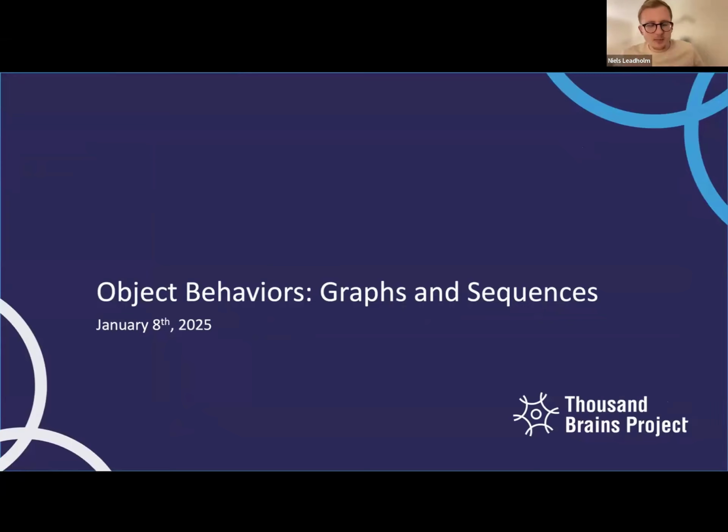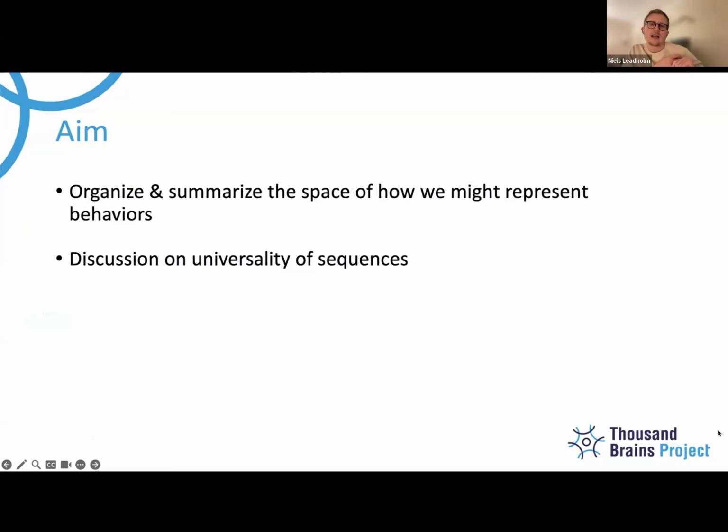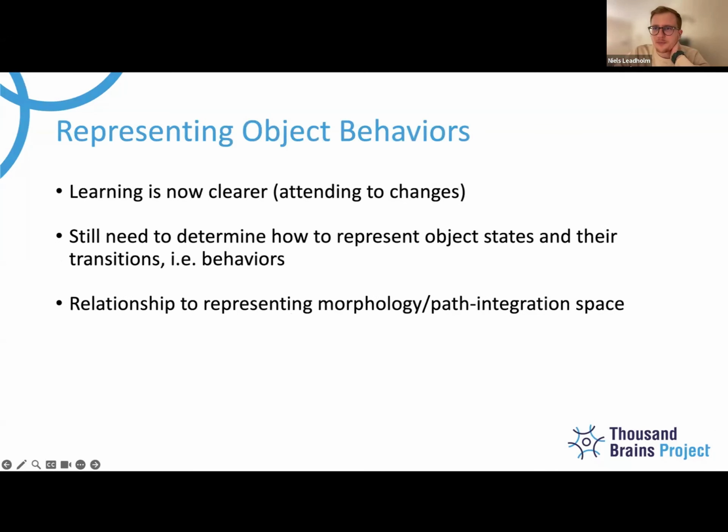So I guess this is just an attempt at bringing together some different thoughts about graphs and sequences and how this relates to object behaviors. It's nothing really new. It's more just trying to summarize a lot of the stuff we've discussed and reframe it in a way that's hopefully useful. In particular, how we are going to represent behaviors in Monty, or how they're represented in the brain. And part of this will touch on how far we can get with sequences and how universal they might be.